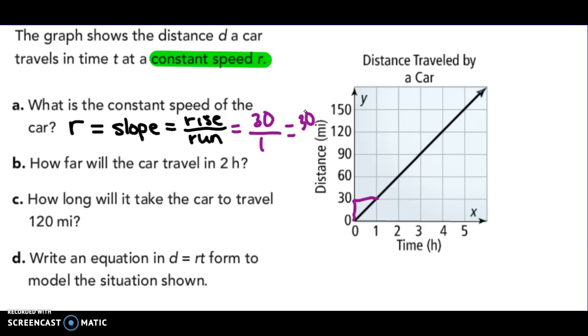Part B says, how far will the car travel in 2 hours? Well, let's go look at 2 hours for our time. At our time of 2 hours, we traveled 60 miles. Part C says, how long will it take the car to travel 120 miles? Well, let's go up to 120 miles and mark over to our graph. That shows us that it would take us 4 hours.